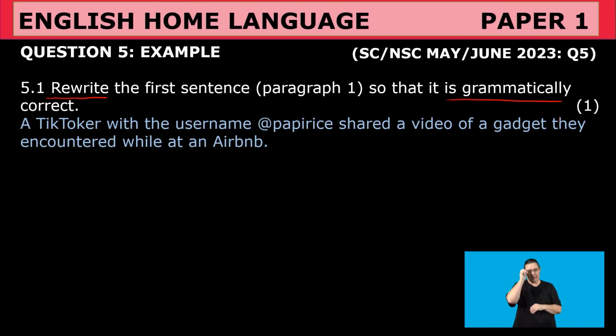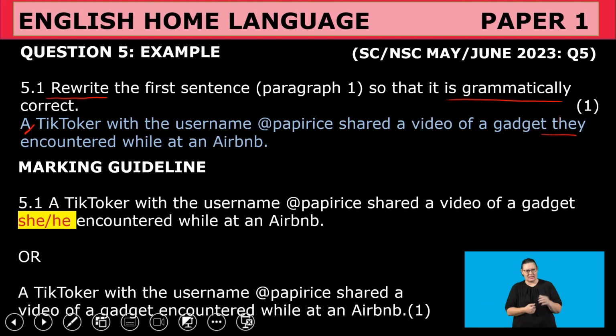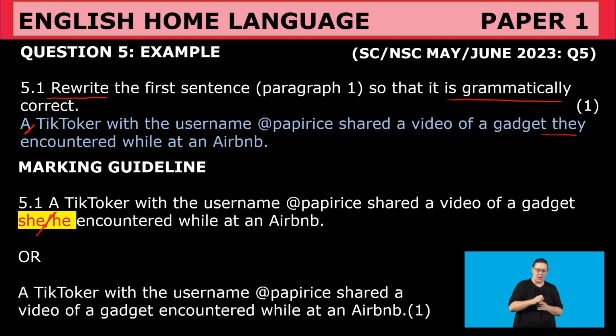A TikToker with a username @Paprice shared a video of a gadget they encountered while at an Airbnb. Here you can see a TikToker, which is a singular person, but here we have the plural pronoun they. So that is where the error is. You have to rewrite the sentence and simply correct it by using he or she. You could also remove the pronoun and the sentence will read, a TikToker with the username @Paprice shared a video of a gadget encountered while at an Airbnb.